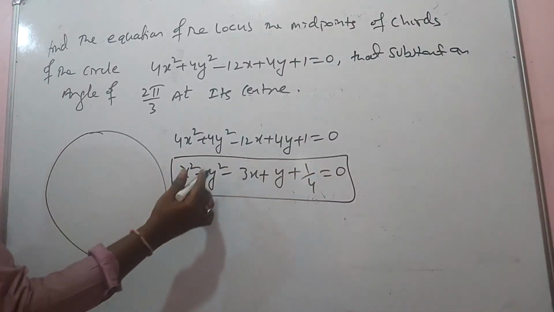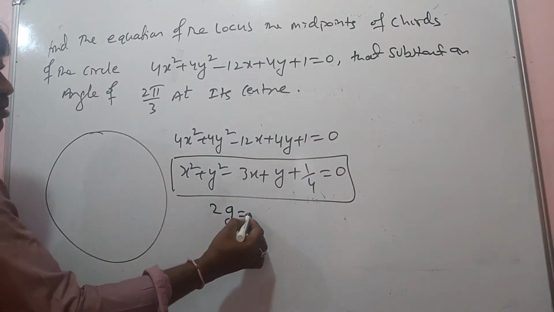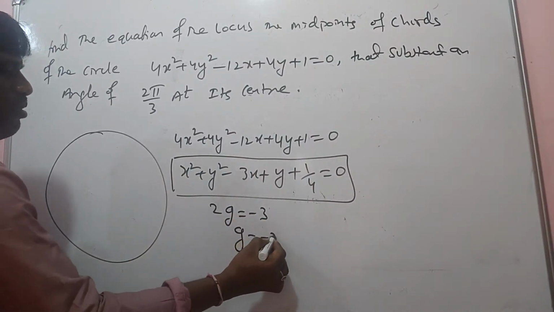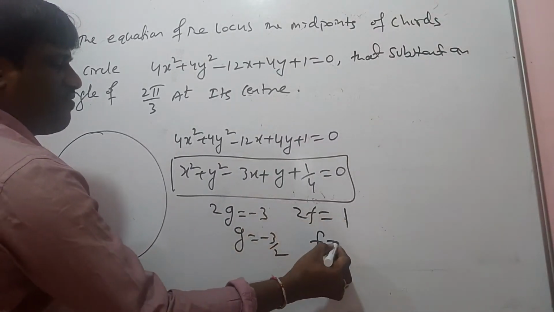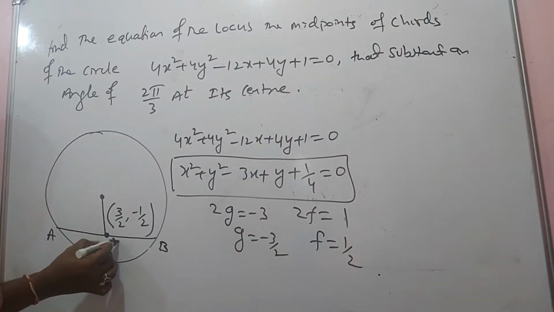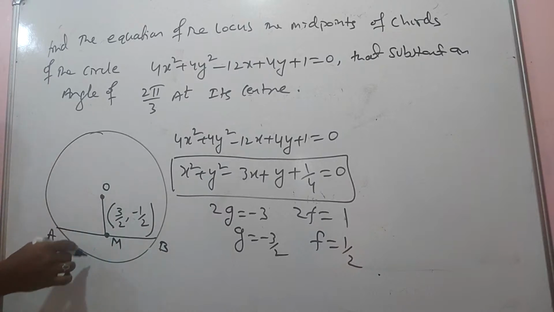From this circle, you can find the center. 2g is equal to minus 3, g is equal to minus 3 by 2. 2f is equal to 1, f is equal to 1 by 2. This length you have to find, OM length you have to find.